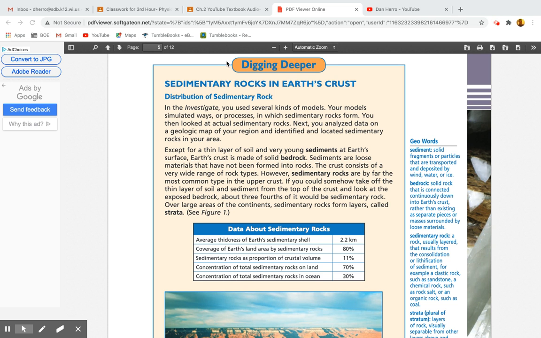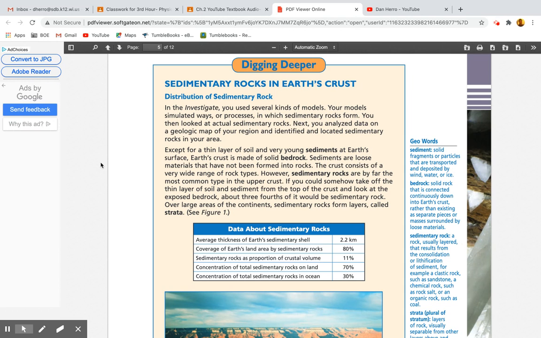Chapter 2, Section 3, Digging Deeper, Sedimentary Rocks in Earth's Crust, Distribution of Sedimentary Rock. In the Investigate, you used several kinds of models. Your models simulated ways or processes in which sedimentary rocks form. You then looked at actual sedimentary rocks. Next, you analyzed data on a geologic map of your region and identified and located sedimentary rocks in your area.